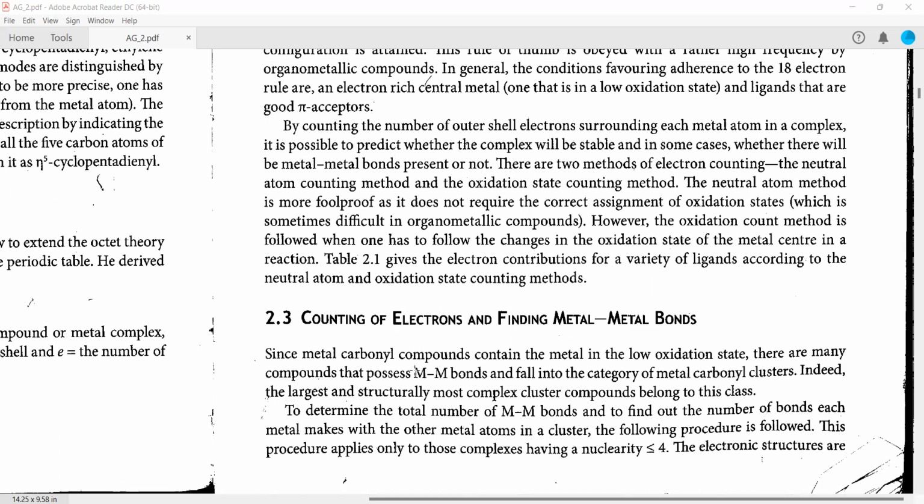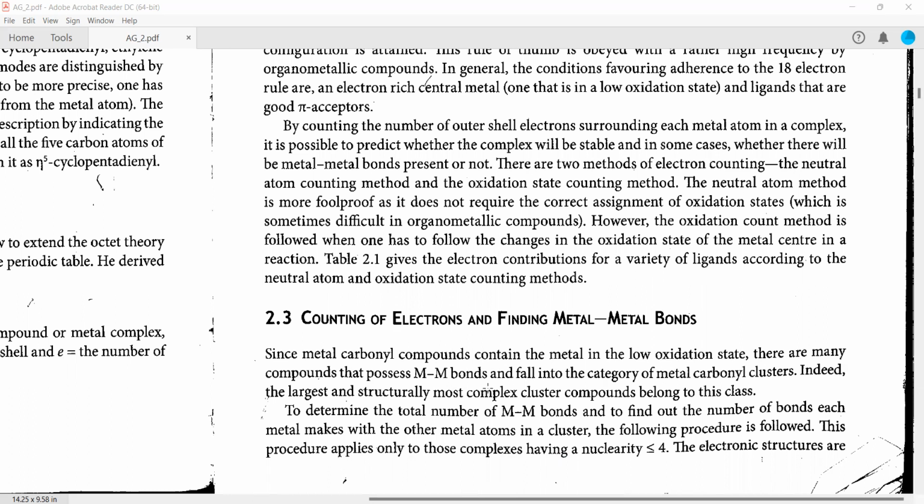Since metal carbonyl compounds contain the metals in a low oxidation state, there are many compounds that possess metal-metal bonds and fall into the category of metal carbonyl clusters. Indeed, the largest and structurally most complex cluster compounds belong to this class. Here the line is written that metal carbonyl compounds contain metals in a low oxidation state.